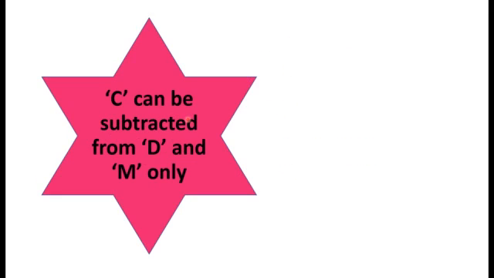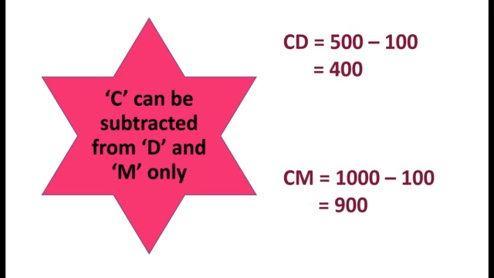The next rule says C can be subtracted from D and M only. As you see here, I have written CD. So 500 minus 100: as the value of D is 500, we are subtracting 100 from 500, that is 400. And another one is CM. The value of C is 100, the value of M is 1000. So we are subtracting 100 from 1000, we will get 900. So children, these are the rules.